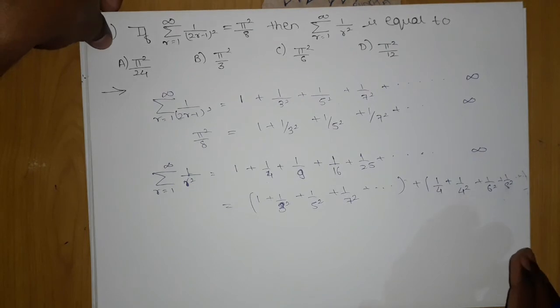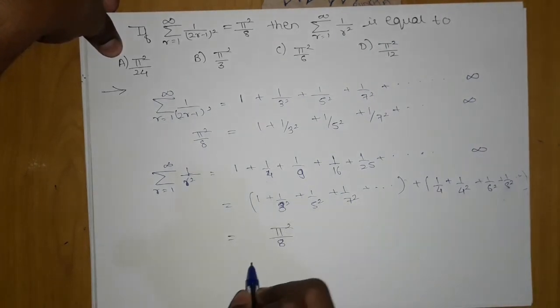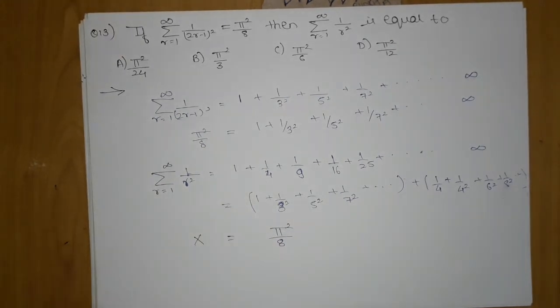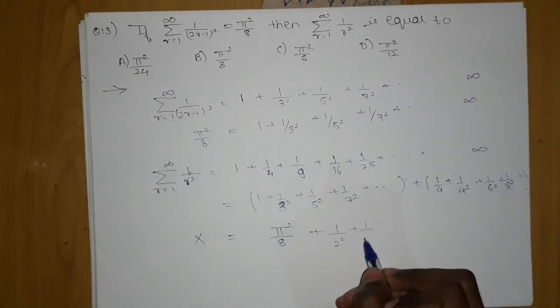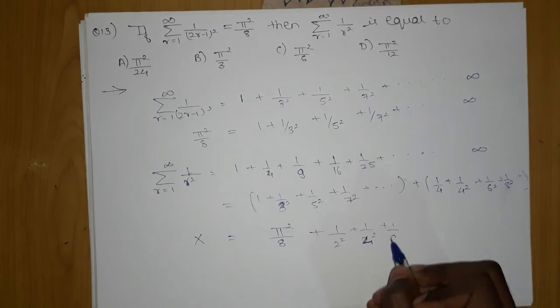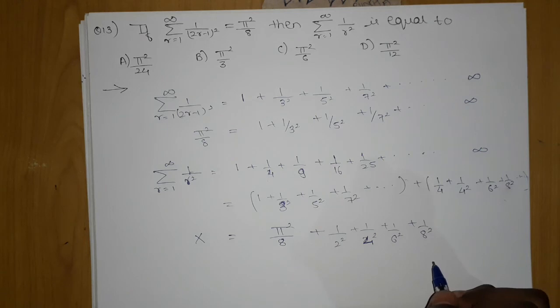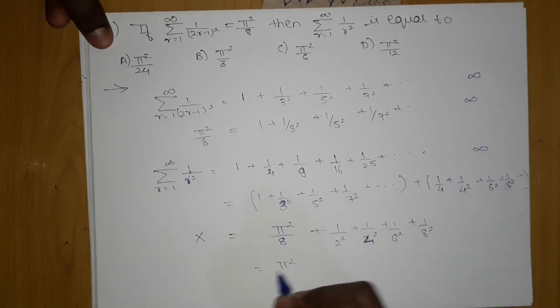And so on. So what we are getting is that this is equal to pi square by 8. Let me call that its value is equal to some x. Now what we have, if I analyze, I have 2 square, 4 square, and 1 by 6 square, 1 by 8 square. So what we can do here is, we can do one thing like this.